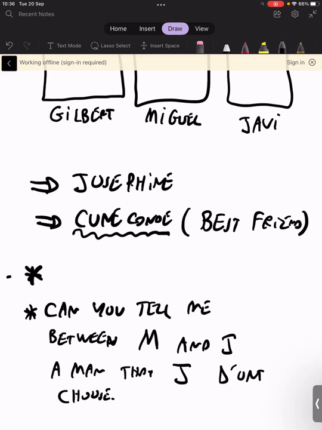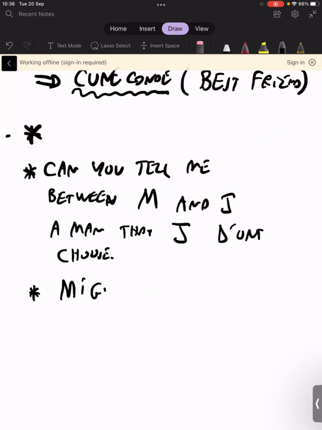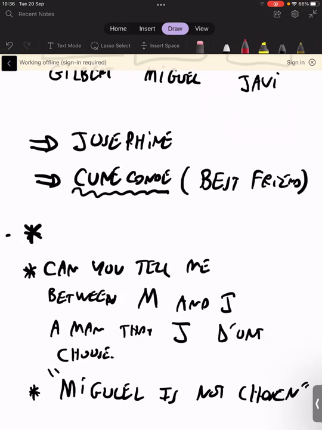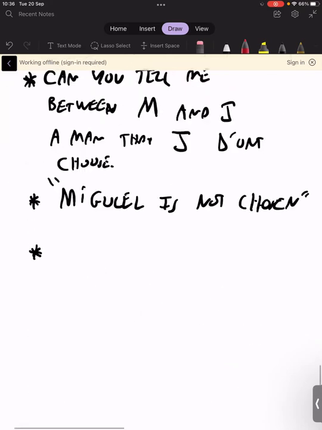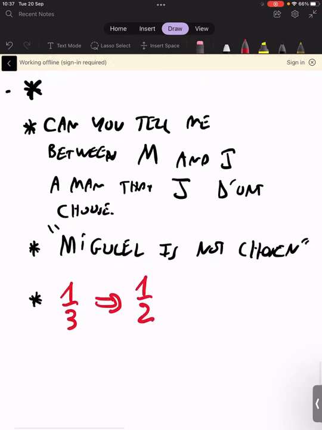So Cunégonde, who is also a mathematician, thinks, and okay, I accept. I tell you that Josephine didn't choose Miguel. Miguel is not chosen. So Gilbert is very happy and tells Cunégonde, you are very stupid, because before my probability to be chosen was 1/3. But now Miguel disappeared from the story. It remained just me and Xavi. And then, no, sorry, I have 1/2. So you gave me good information.